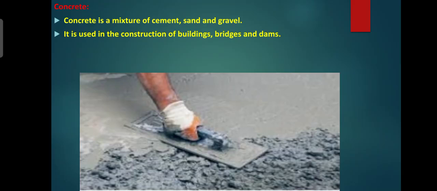Concrete can be cast in any shape since it's a plastic material in the fresh state. Various shapes and sizes of formworks are used to provide different shapes such as rectangular, circular, etc. Components of concrete: cement, sand, aggregates and water are the components of concrete. It is used in the construction of buildings, bridges and dams.